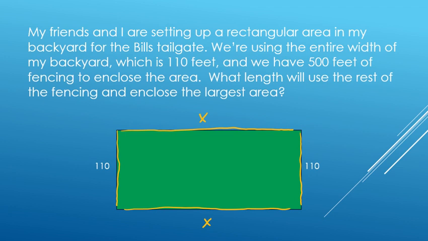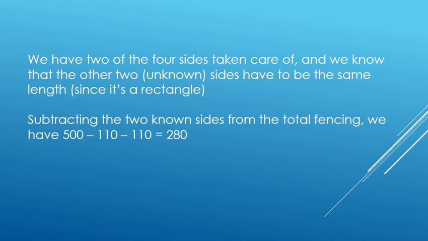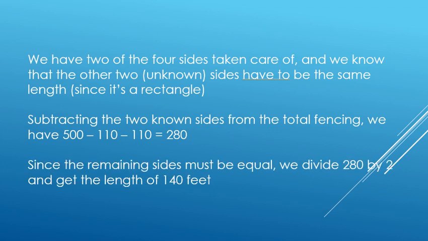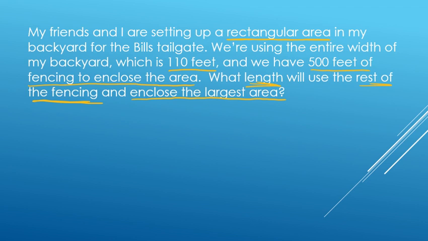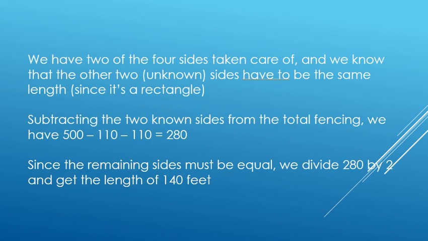But since these two side lengths are the same, we have to get the same number. So what I'm going to do is take that 280 and cut it in half. And when I do that, I get a length of 140 feet. Now, the question just asked what length will use the rest of the fencing. It didn't ask us to find the actual enclosed largest area. The question just asked us to find the length. So we can stop right here and say that our final answer is a length of 140 feet.